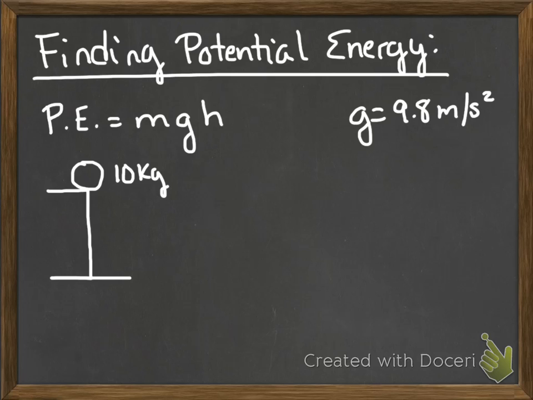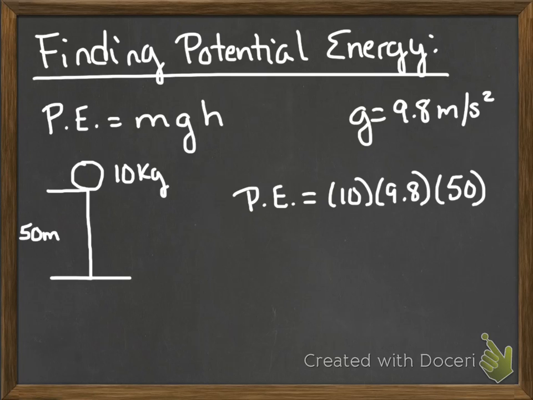So if I have a rock that's 10 kilograms sitting on top of a 50-meter cliff, potential energy is 10 times 9.8 times 50, mass times gravity times height, and that's going to give me a potential energy of 4,900 joules, which is quite a bit of energy.